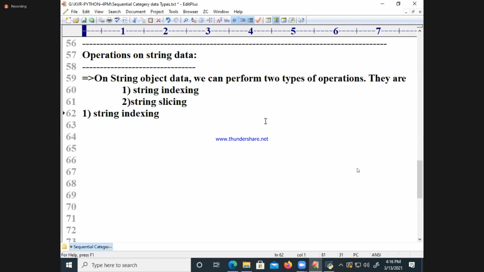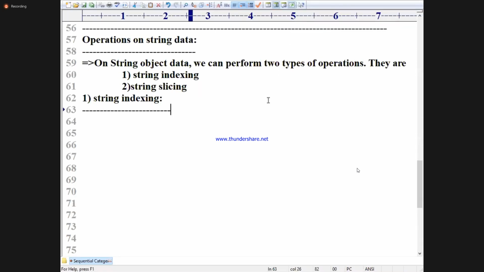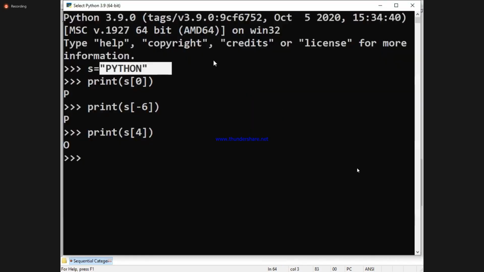Tell me, what do you know about string indexing from yesterday's class? What do you understand from that? Spell out properly. Obtaining a particular character from the given string is called string indexing. That only we did. What is our original string? Python. S of 0, one character is obtained. S of -6, one character is obtained. S of 4 is obtained what? O. So what are these all called?